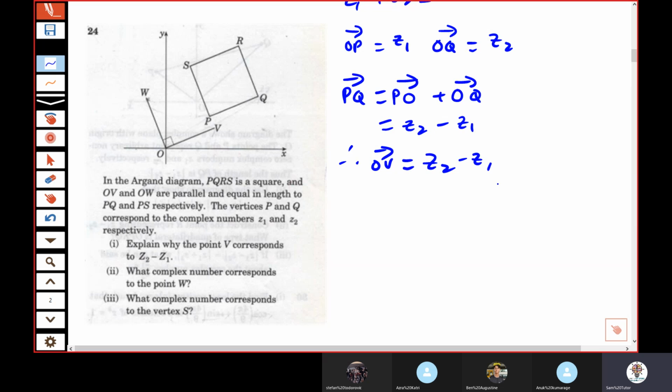They are parallel and equal to PQ and RS respectively. That means OW is parallel to PS. That's all. And look, it came up. What complex number corresponds to the point W?